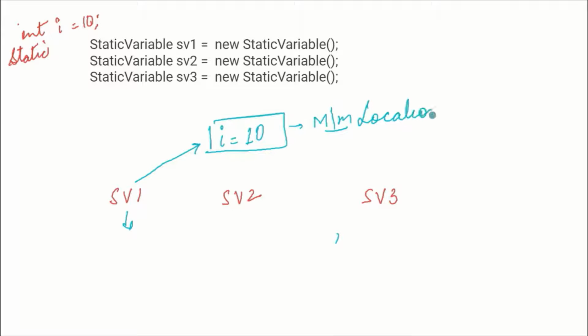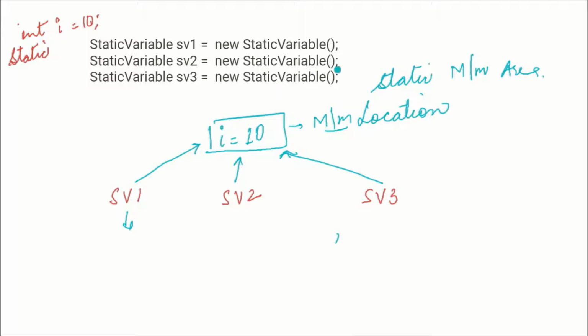So static variables are always stored in the static area. It has a separate memory location, that is known as the static memory area. Correct? For SV2, again SV2 is also pointing to the same location. SV3 is also pointing to the same location. We have seen that the instance variable generates a separate copy for each and every object, but for the static members, it doesn't create a separate copy for each and every object. There is one single copy which shares the memory, and everyone is pointing to that particular memory location.